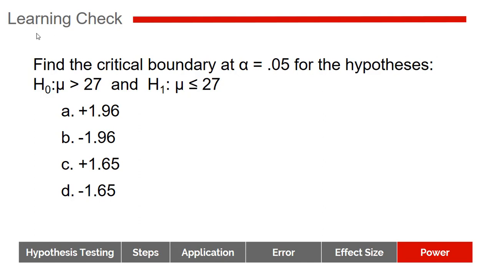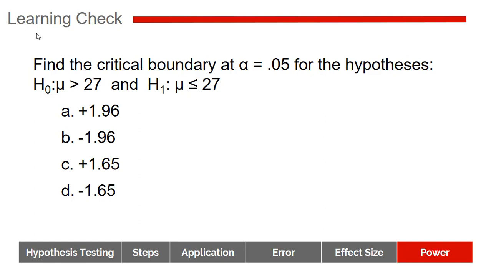on one side. Now, the hypothesis is saying, for the null hypothesis, that the mu is greater than 27. The alternative hypothesis is saying that the mu is going to be less than or equal to 27. So we are specifying that we think that there's going to be a difference where the answer is going to be less than 27. So we're looking for something that's going to be less than. That gives us a clue that we're going to be looking for a negative z-score.